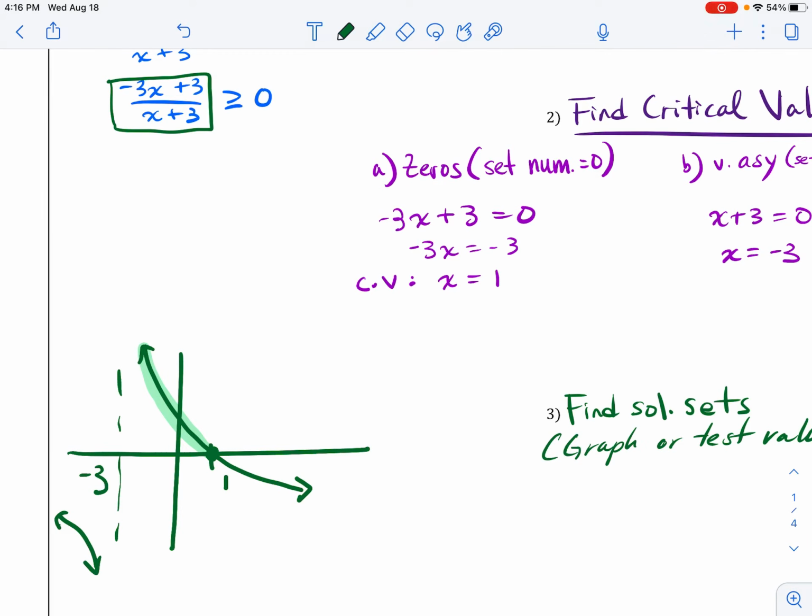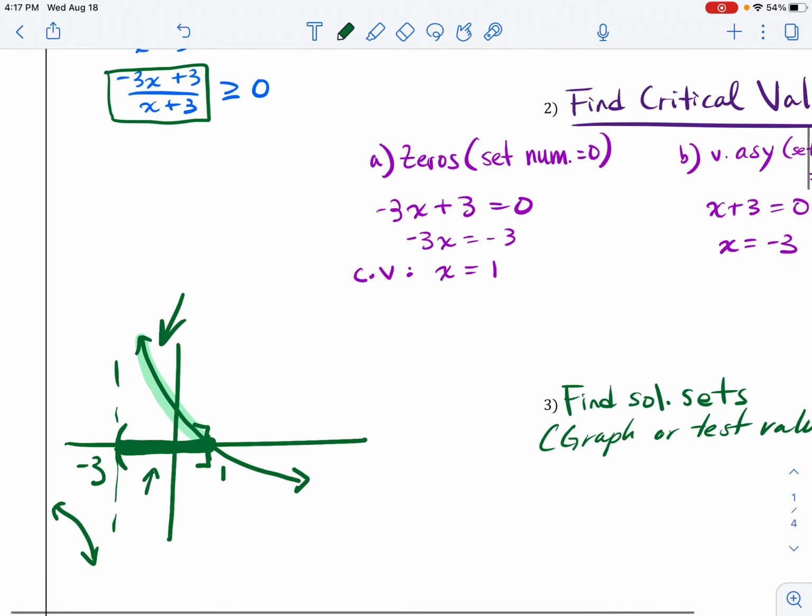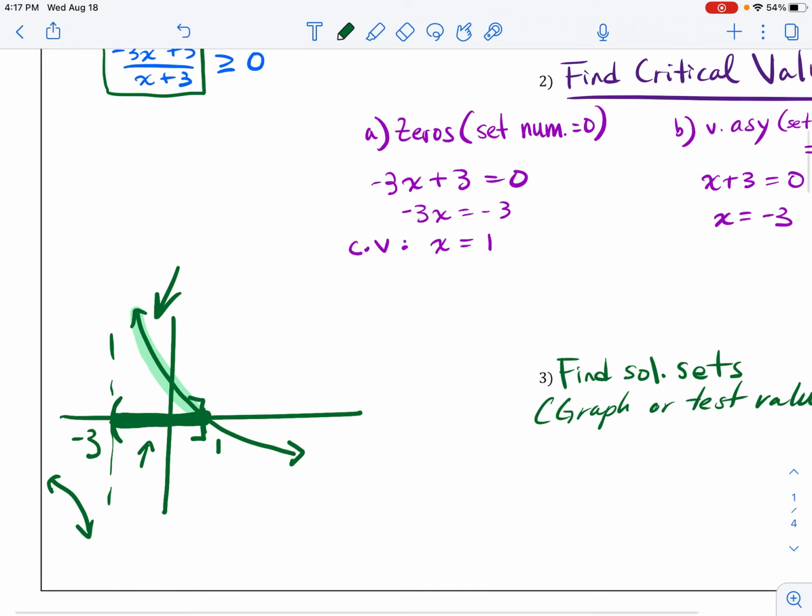We're going to say everything from negative 3, up until positive 1, all these are the x values that produce y values that are greater than or equal to 0. These x values here cause my function to be greater than or equal to 0. So our final solution set, we would say, is from negative 3 to positive 1 bracket.